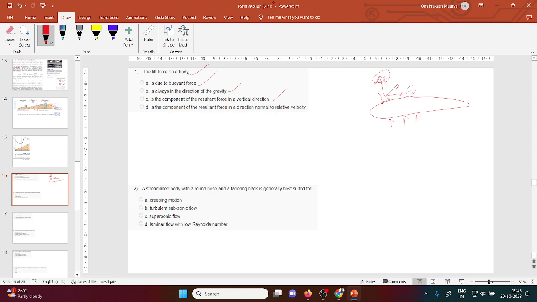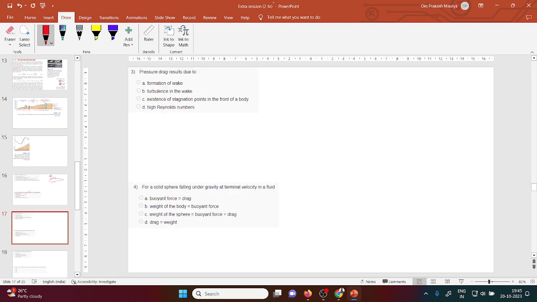Okay. Now the second one: a streamlined body with a round nose and tapering back is generally best suited for, this is only a theoretical question, turbulent subsonic flow. This type of body is suitable for turbulent subsonic flow.